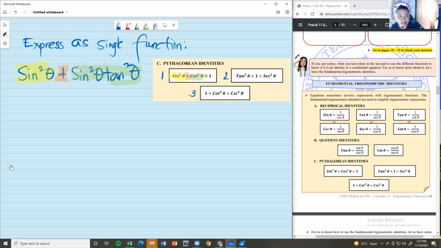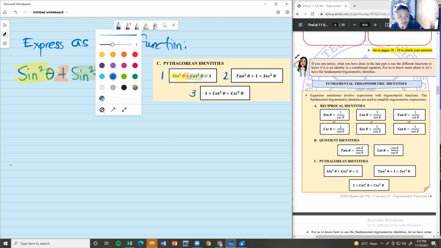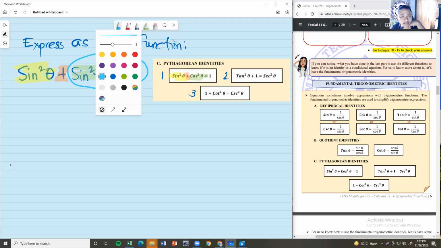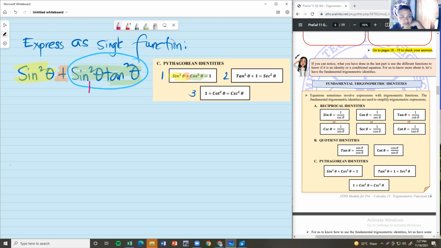So, let's focus more on this part here. So, take a look at this. Tingnan muna natin to. So, we have here sine squared theta. Let me retain it. Sine squared theta times tangent. Tangent. Can I rewrite tangent? Si tangent, saan siya magpapasok? Si tangent ay pwede siyang gawing quotient identity. Pwede natin siyang gawan ng quotient identity.